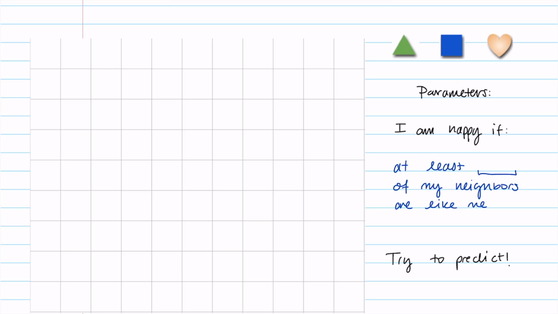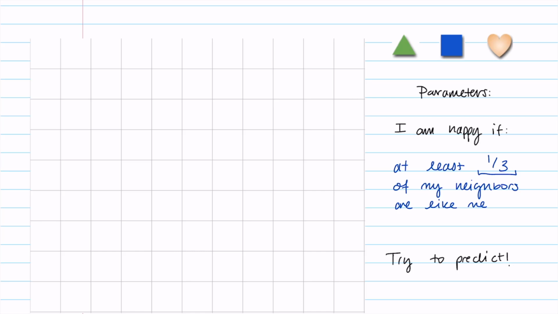And you're going to want to let your students decide what sort of happiness rule they want to use. So, for example, maybe you could do at least 50% of my neighbors are like me, or at least 70% of my neighbors are like me, and it doesn't have to be in percentages. You could also use a fraction. You could say at least, maybe I'll just put, 1/3 of my neighbors are like me. Why not? And then try to predict what happens with these three shapes now.